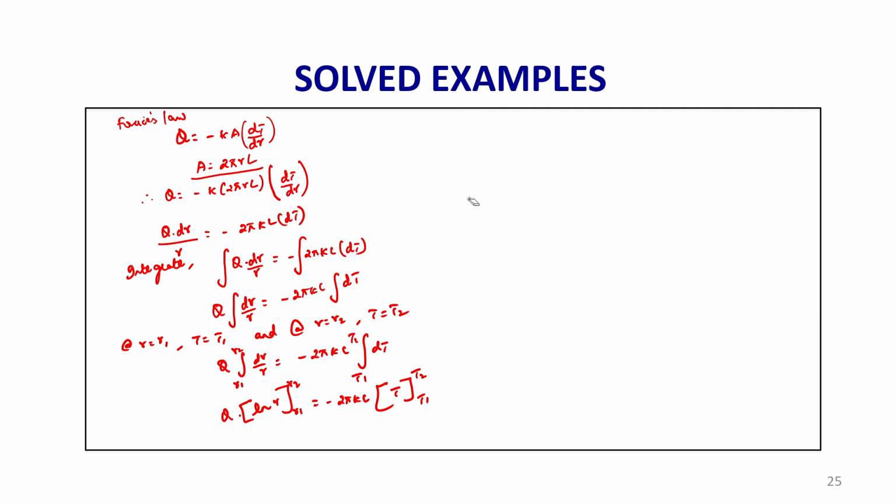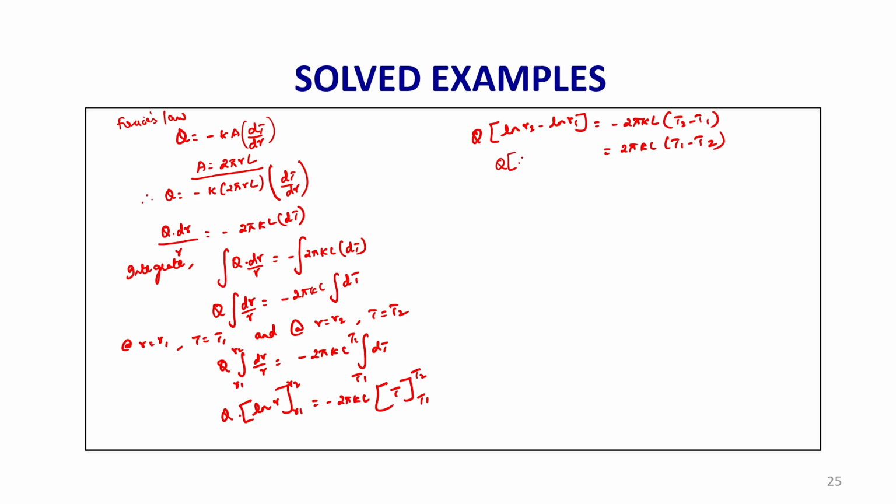So let me erase this. So now apply the upper limit and the lower limit. Q into ln of r2 minus ln of r1, minus 2 pi kl into, applying the limit on the right side, t2 minus t1. So this minus this can be written as, since the minus term is outside, 2 pi kl into t1 minus t2.